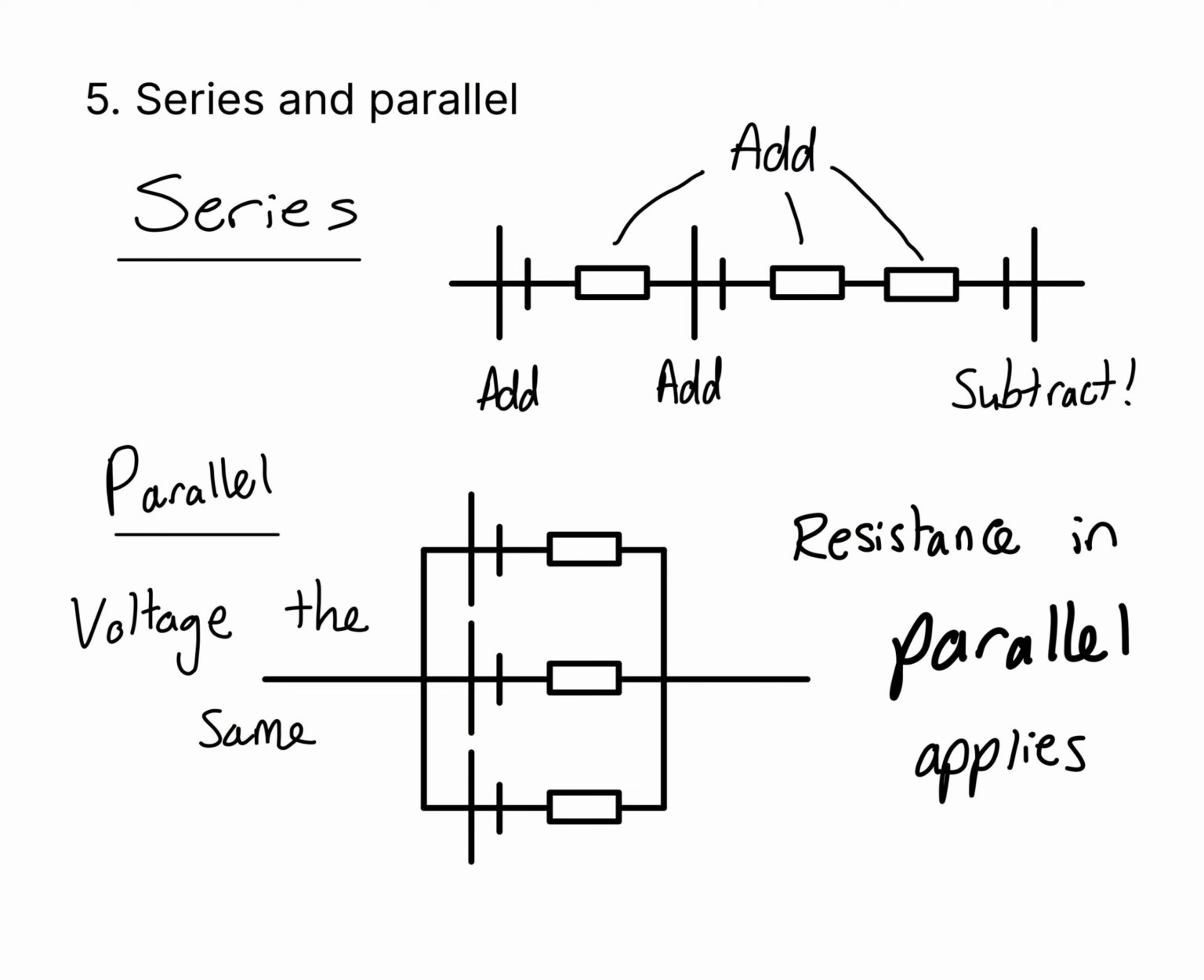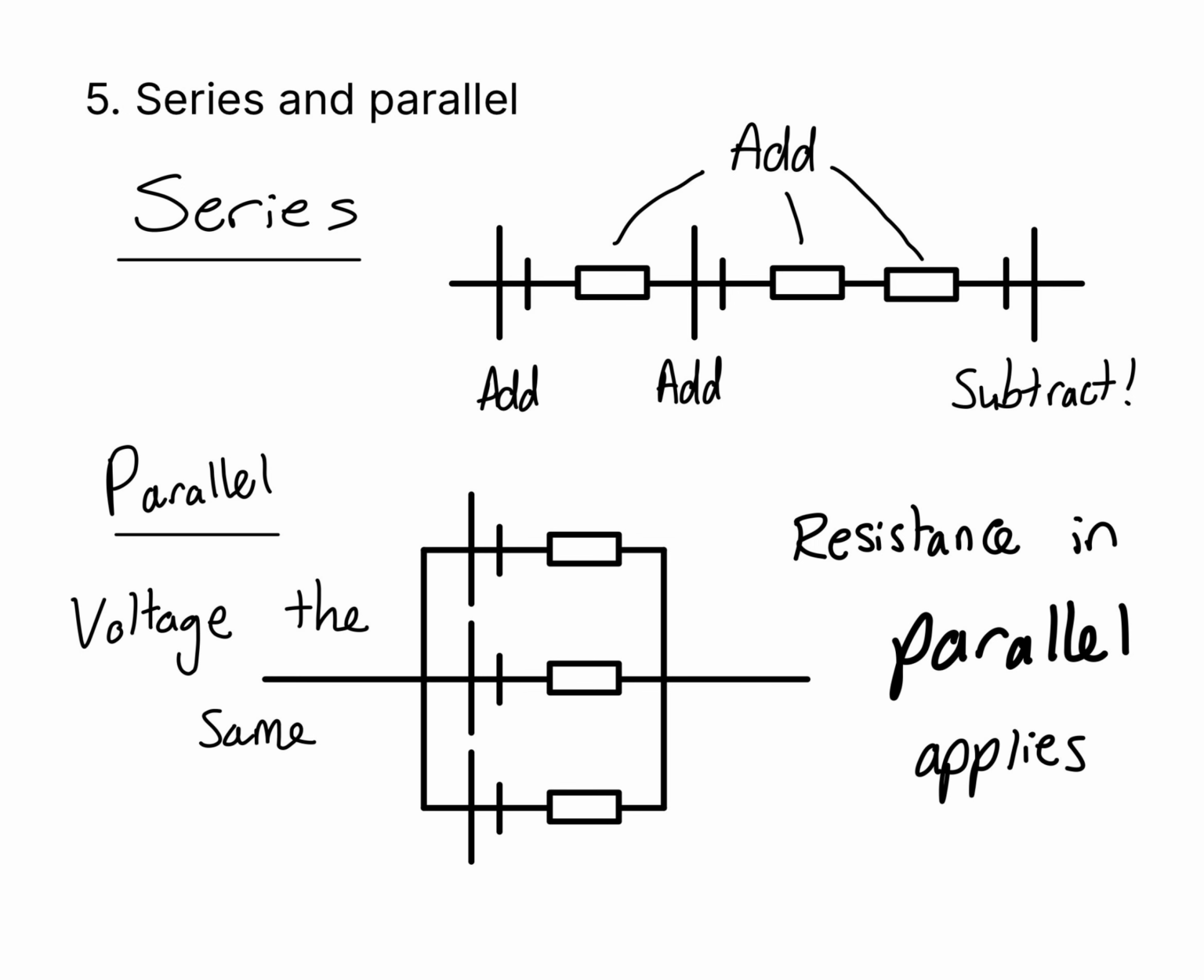Some quick rules for combining cells. In series, the EMFs add together, and if one cell is connected the wrong way round, you subtract its EMF instead. But the internal resistances always add, no matter which way the cells face. Always.